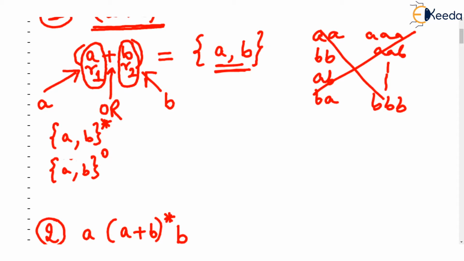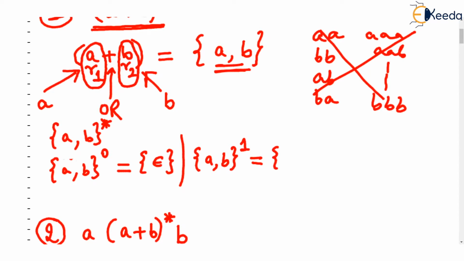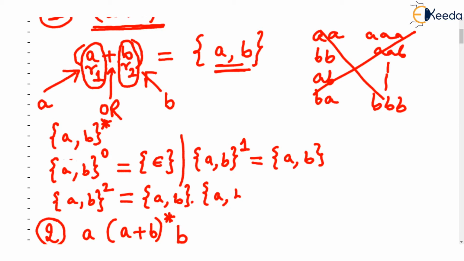{a, b} raised to 0 means 0 occurrences of a or b, which will be the null string. Okay. Then you find {a, b} raised to 1. Now {a, b} raised to 1 means one occurrence of a or one occurrence of b. So the strings will be a, b, that is the same as the set given. Now let us find {a, b} raised to 2. How do you interpret {a, b} raised to 2? It is {a, b} Cartesian product with {a, b}. Please try to understand that.